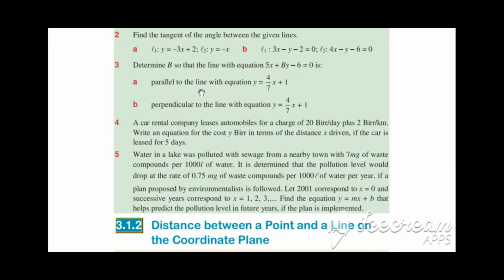to 0 is parallel to the line with equation y is equal to a.